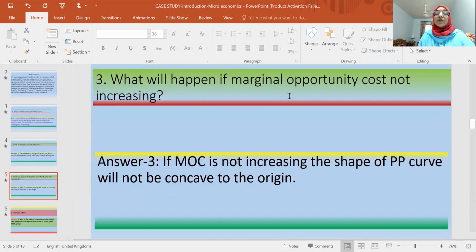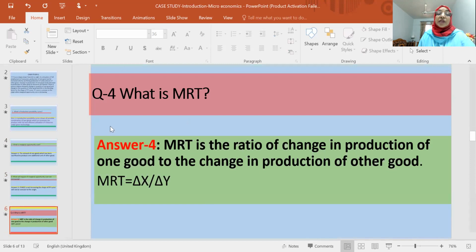What will happen if marginal opportunity cost is not increasing? If marginal opportunity cost is not increasing, the shape of PP curve will not be concave to the origin.